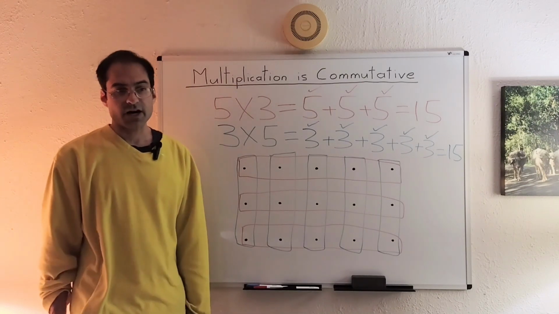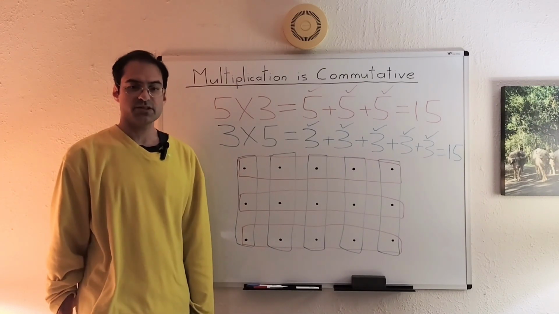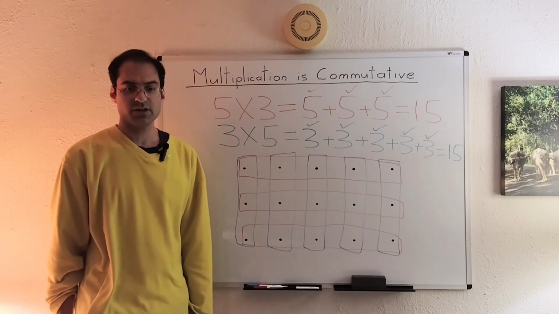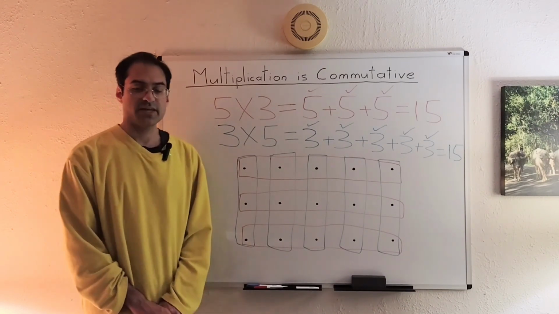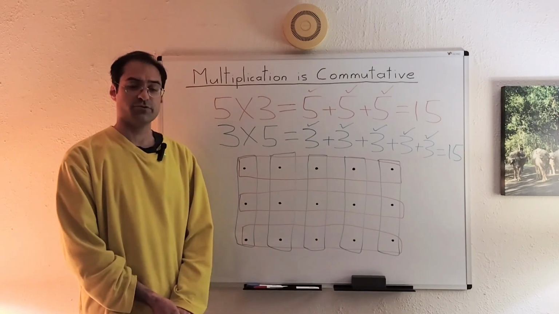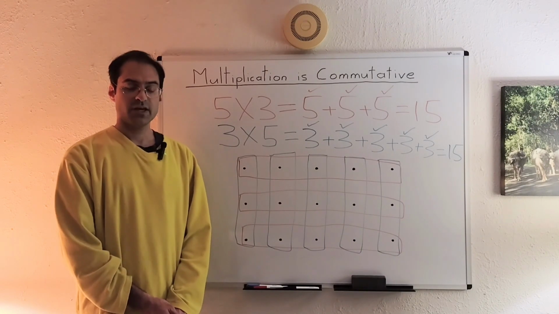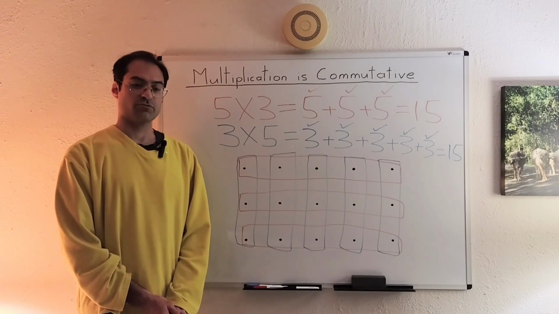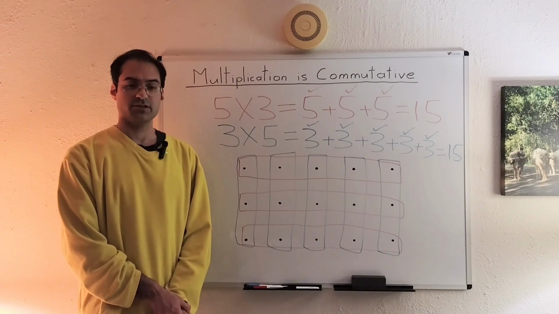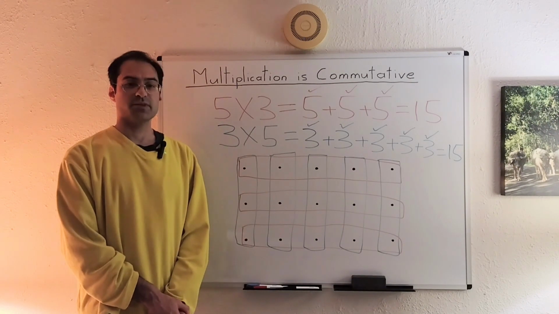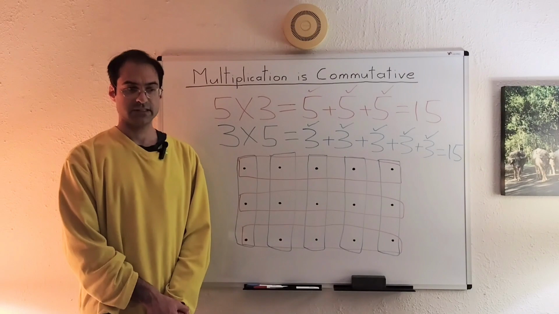This is definitely not a proof that multiplication is commutative. It's just an example. But you could do the same thing by drawing a corresponding grid with any two numbers, and you would see that if you looked at the rows, that would be one way of multiplying the two numbers, and then summing up the columns, that would be the other.